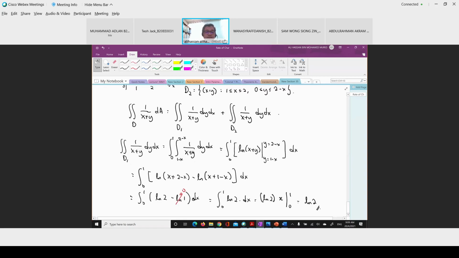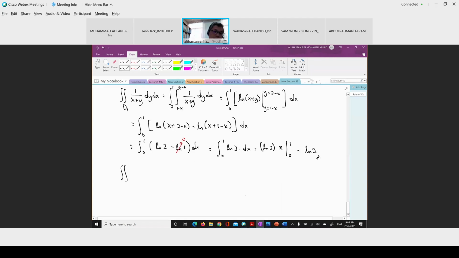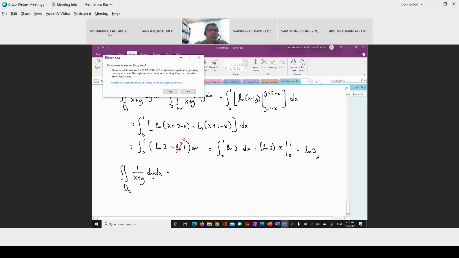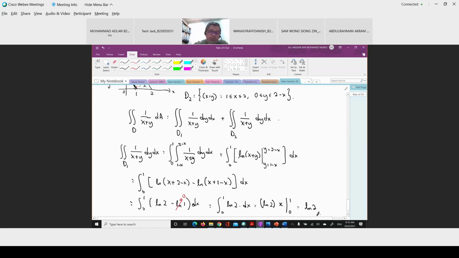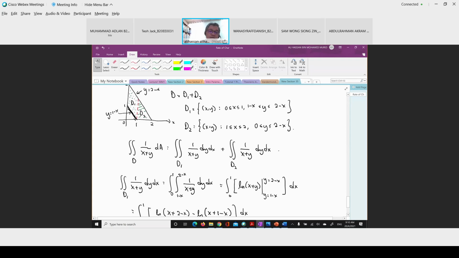So now integrate over D2. Okay, so you want to write down the limits for the double integral. Take a look at D2 just now. For D2, y is between 0 up to 2 minus x, while x is between 1 and 2. And proceed as before.